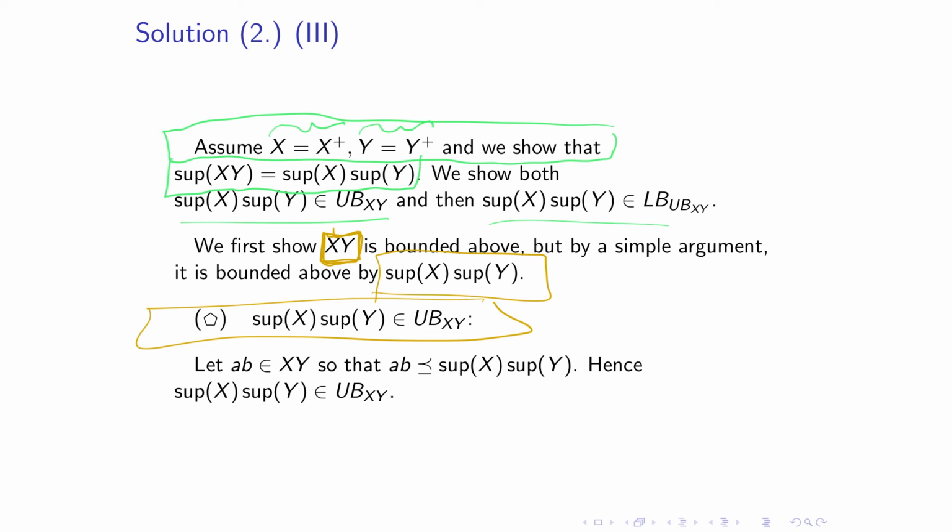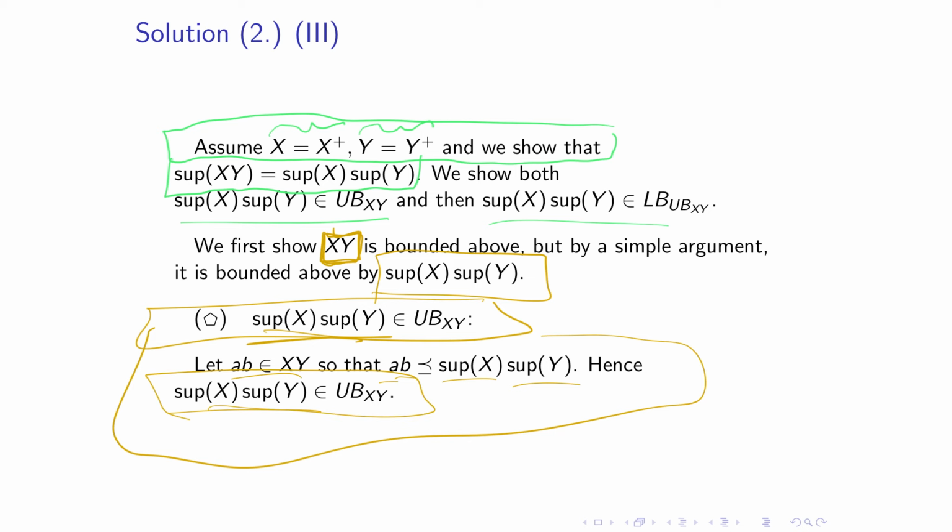But now we want to show that sup x sup y is the least upper bound. Well, I'm actually now realizing I gave the proof right here. So there it is, right? And it's very straightforward. So pick any element out of xy. We know that a is less than or equal to sup x, b is less than or equal to sup y. And so therefore, ab is less than or equal to sup x sup y, making this an upper bound of the set xy.